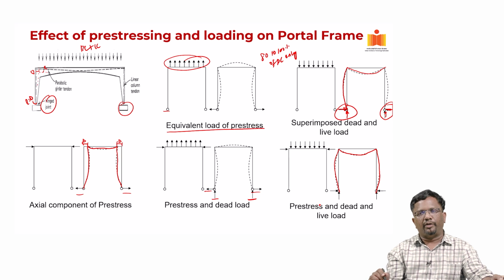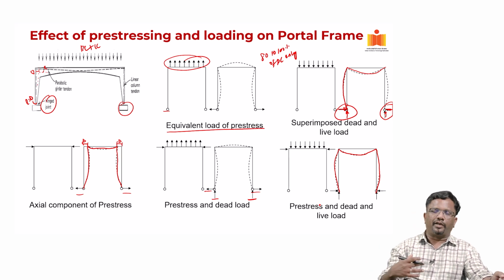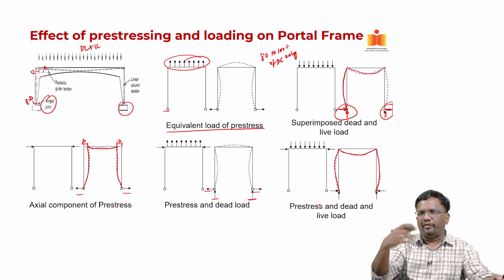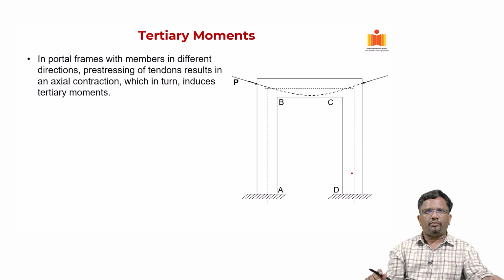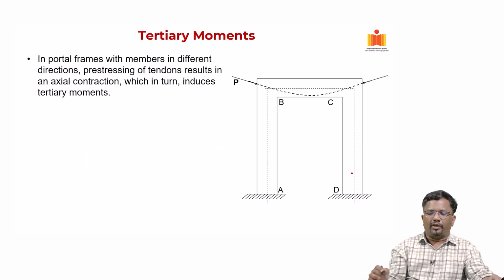But the moment your live load also acts, your pre-stressing effect, the vertical component, will get somewhat nullified. Then you will have reactions and bending moment similar to what you have for your superimposed dead and live load. Okay. So, this is what a tertiary moment is.